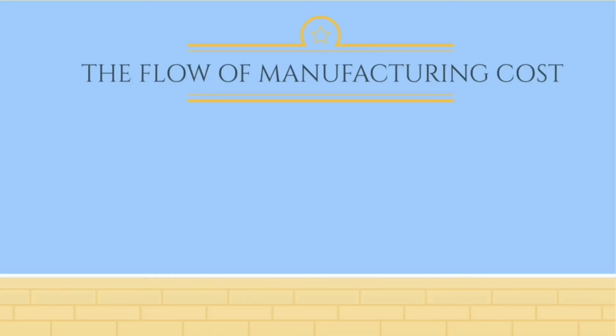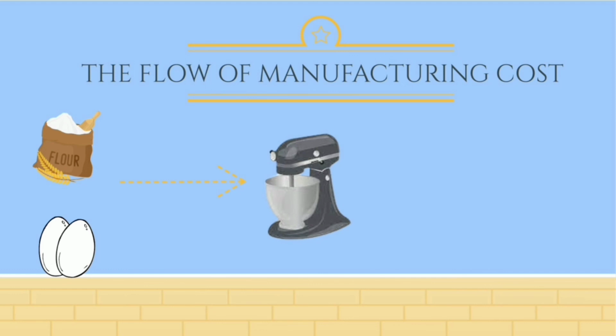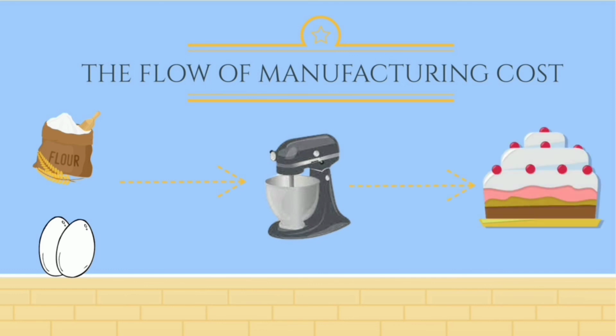The flow of manufacturing costs. We can produce a cake from direct material, which is ingredients like egg and flour, and direct labor, which is a chef using a KitchenAid. We can process the raw materials using the KitchenAid to obtain the final product, which is the cake.